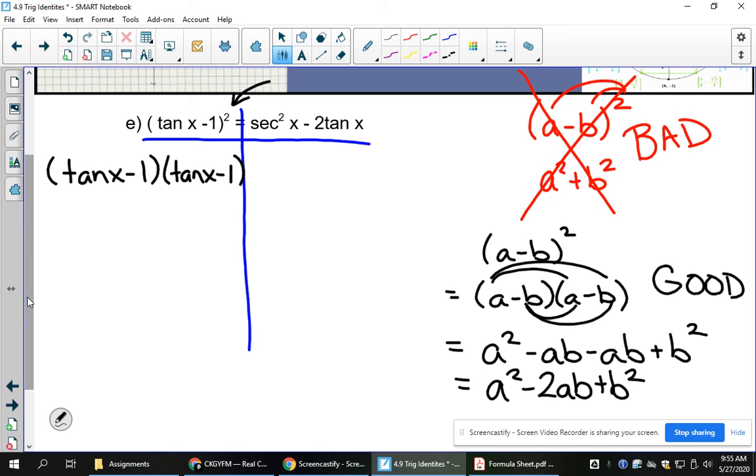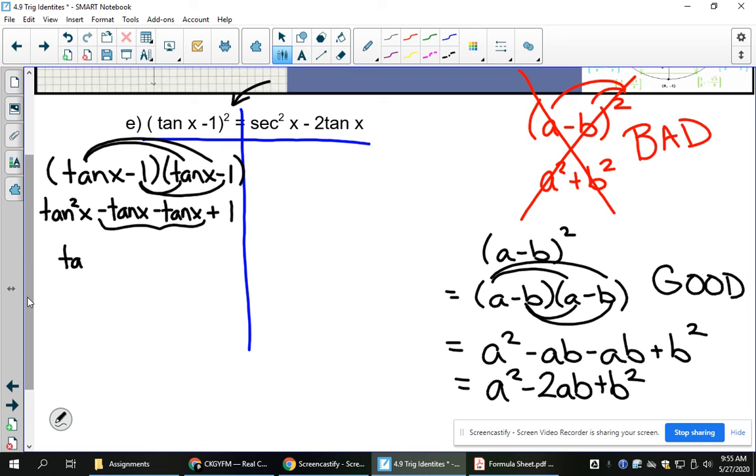Okay, let's FOIL it. We can do that. First times first, tan times itself is tan squared. Tan times -1 is minus tan. And again, negative times negative is +1. Let me combine like terms in the middle. There's 2 tan x's, they're negative.